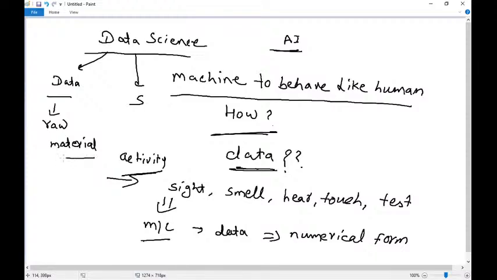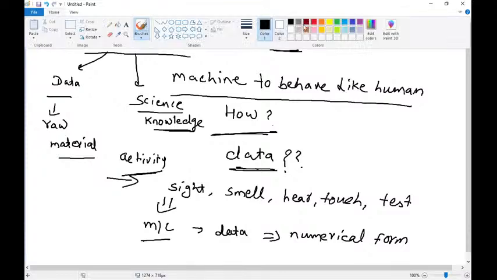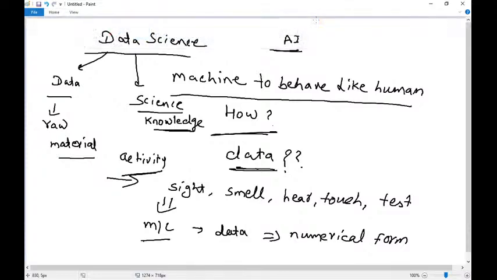Now I just want to use this data, so what I need is science. Science, in its literal meaning, is knowledge. So in simple words, data science refers to knowledge of data. You can say data science is knowledge of data.